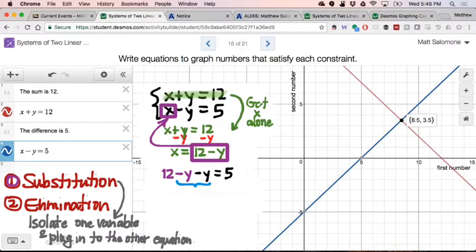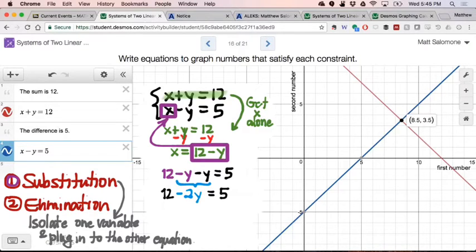Exactly. I need to get the y by itself by first combining those like terms together. What do I get with minus y minus y? How many y's do I have there? 2. 2 of them. And they're both being subtracted. So negative 2y. Then I have my 12 from out in front. 12 minus 2y is equal to 5.